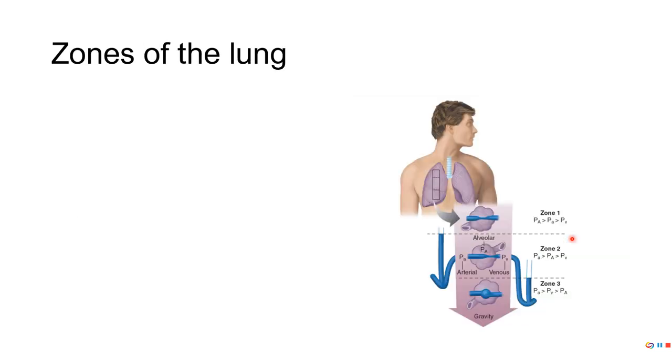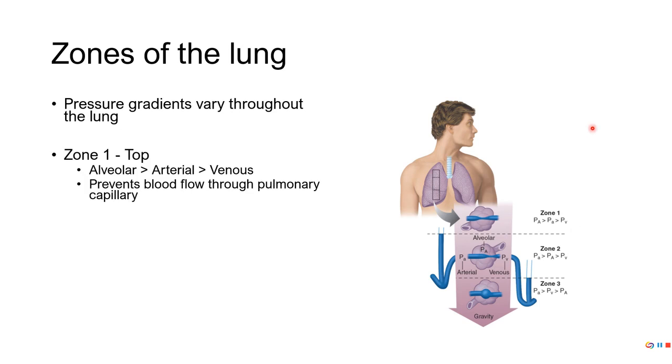Now the lung is really interesting in that it doesn't all work the same. What I mean by that is that things are a little bit different. The pressure gradients are different depending on where you're at in the lung. So we divide it up into 3 zones. At the top of your lung, the alveolar pressure is greater than arterial pressure, which is greater than venous pressure. Notice here that the alveolar pressure is so great, it basically pinches off this capillary. Okay, so blood flow can't get through it.